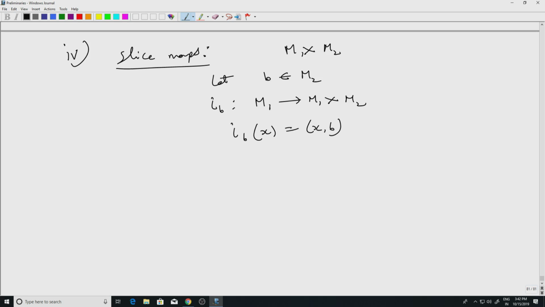We'll stop here. In my next lecture, I'll say a few words about this and give some more examples and move on to tangent spaces. Okay, thank you.